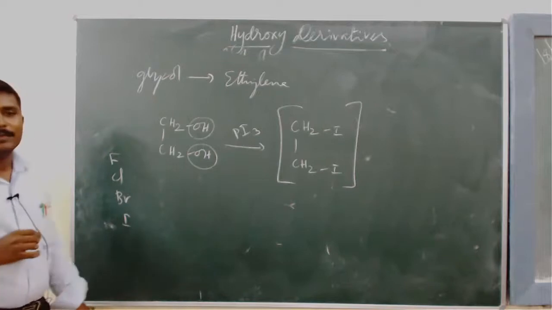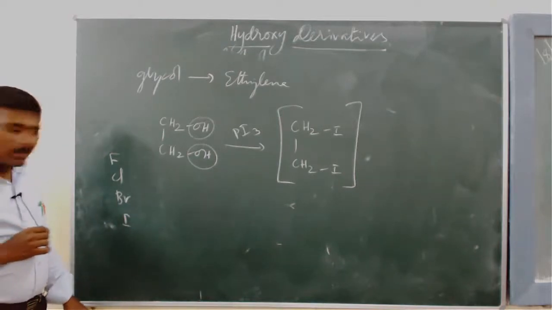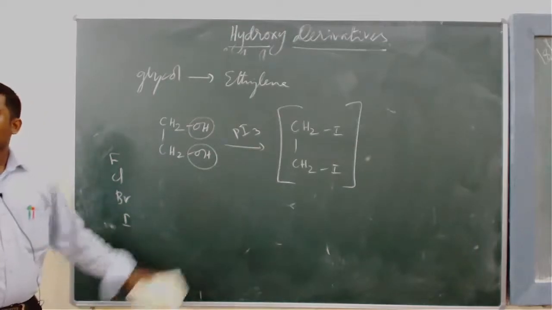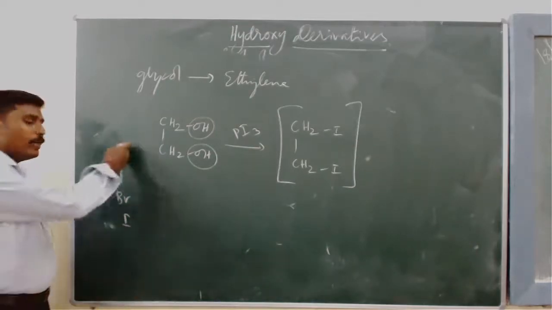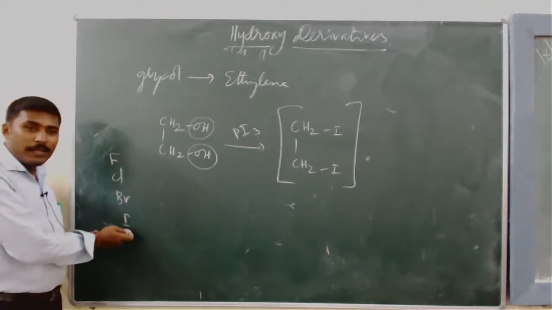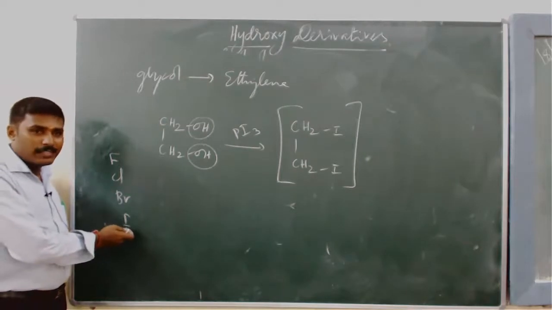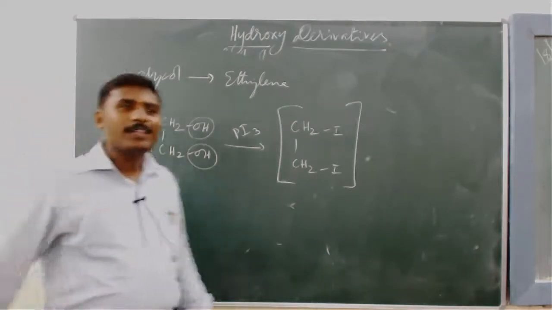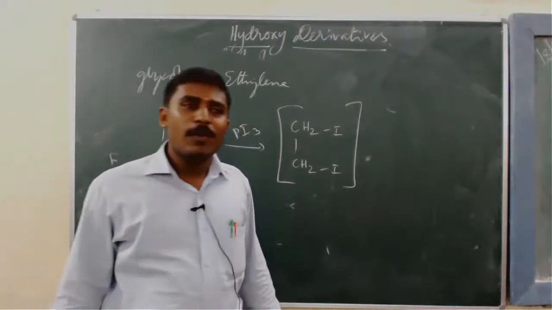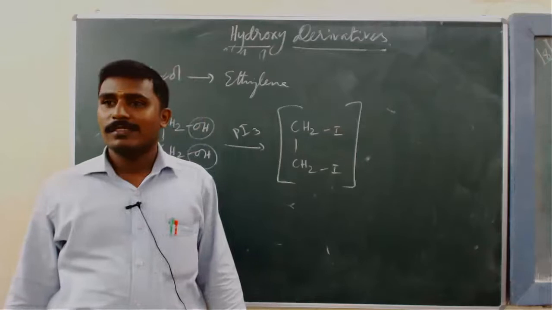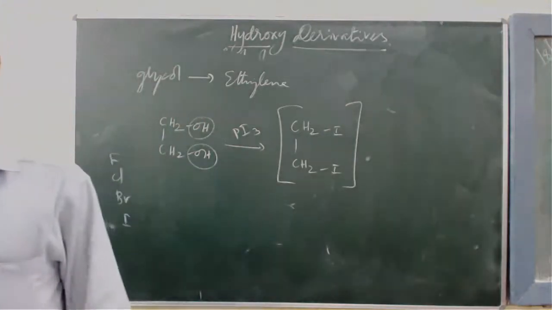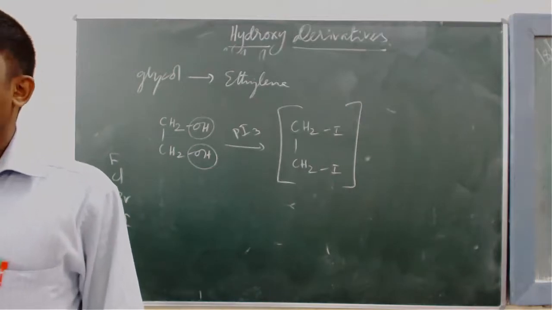Why is that unstable? Think about the size of iodine. Is it very small or very large? Very big, isn't it? Comparing fluorine, chlorine, bromine and iodine, the atomic number of iodine is very high, so iodine has a very large size. Why is it unstable? Do you know what steric effect or steric hindrance is? I already told one story.